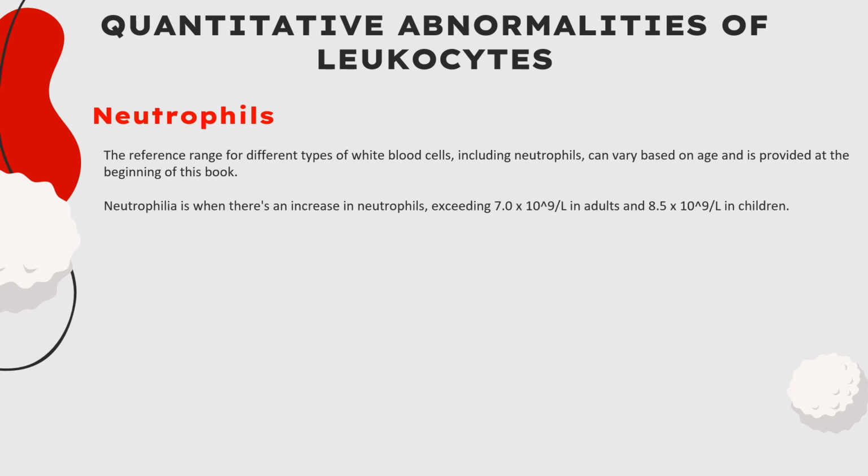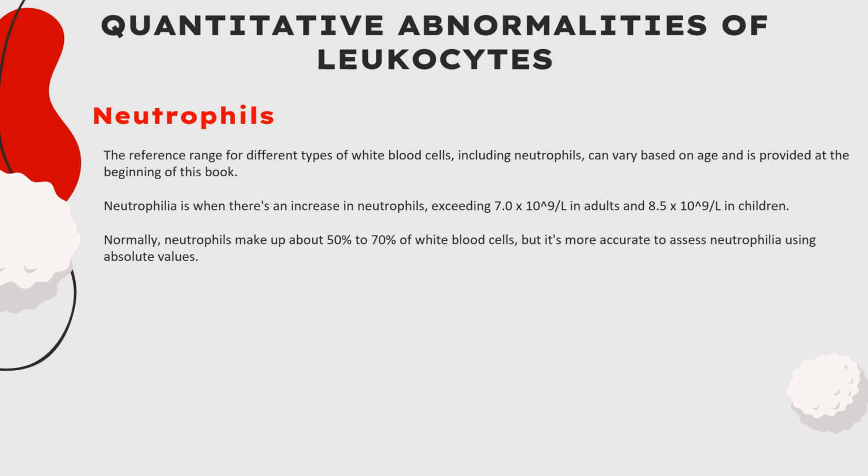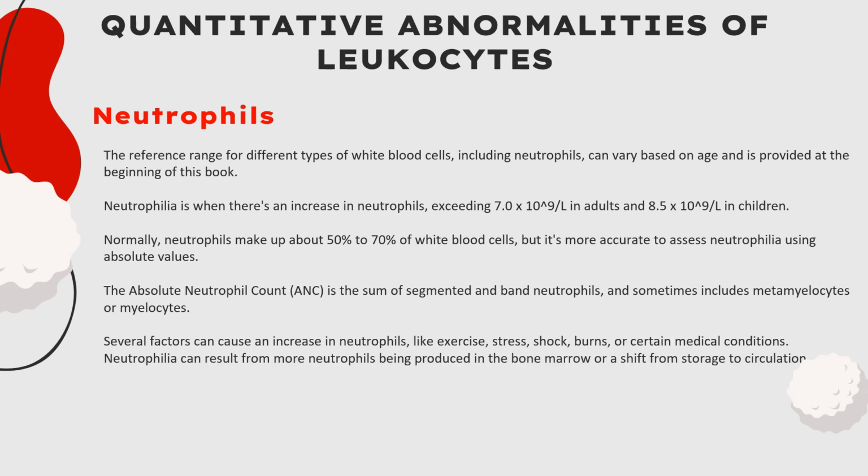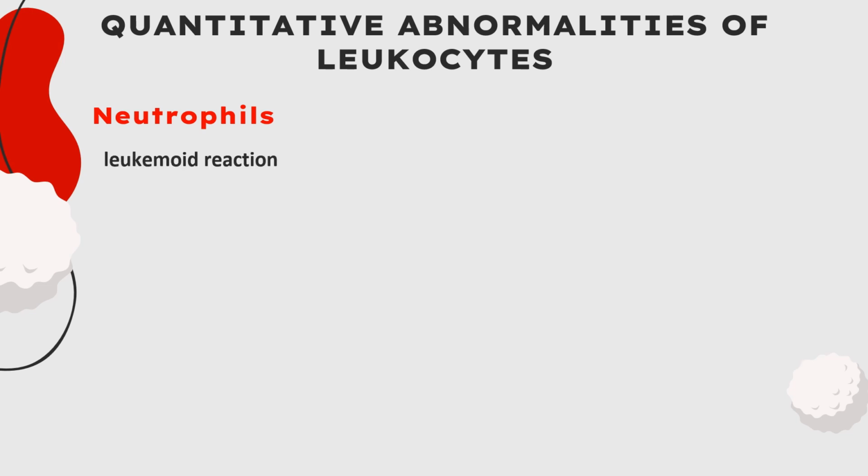Neutrophilia, the surge in neutrophils, occurs when they exceed 7.0 times 10 to the power of 9 divided by L in adults and 8.5 times 10 to the power of 9 divided by L in children. Typically, they make up 50% to 70% of white blood cells, but absolute values provide a clearer picture. The absolute neutrophil count, ANC, includes segmented, band neutrophils, and sometimes metamyelocytes or myelocytes. Factors like exercise, stress, shock, burns, or medical conditions can cause neutrophilia, stemming from increased production or a shift from storage to circulation.